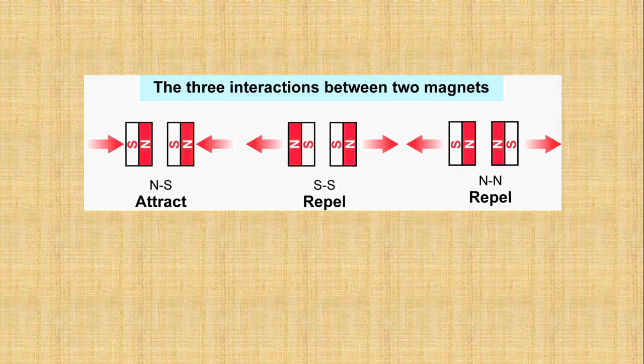There are three interactions between two magnets with these poles. The north and south poles will attract. They'll pull together, while south and south repel, north and north repel. So the idea here, you can see if the poles are different, they will attract. If they are the same pole, it will repel.